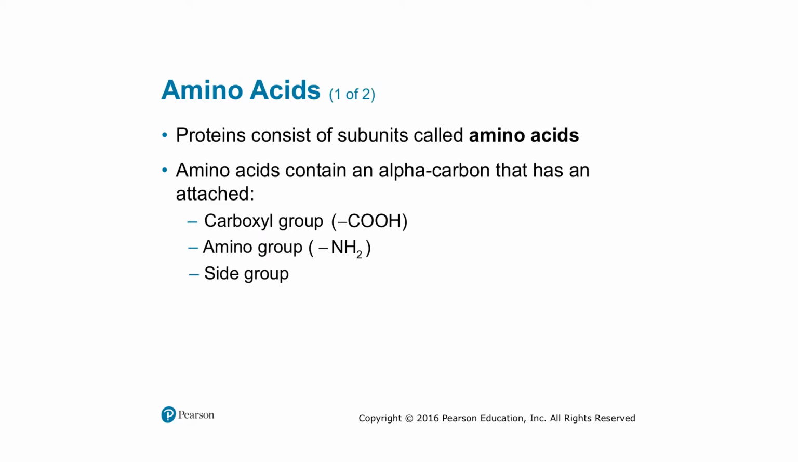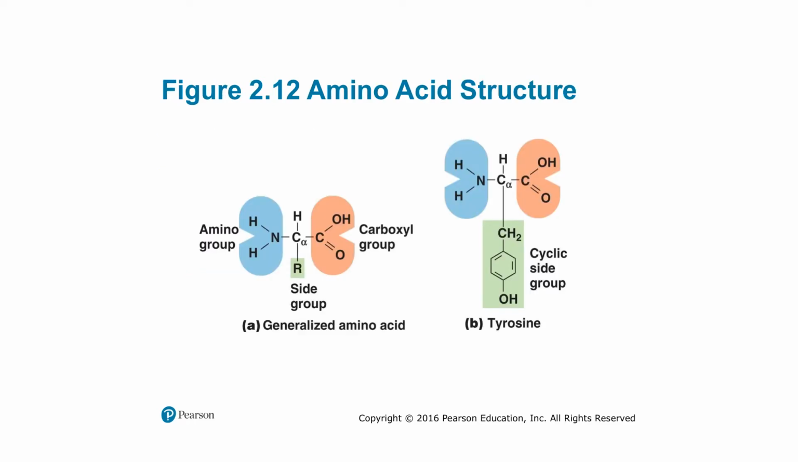And so proteins consist of subunits called amino acids, and these amino acids contain an alpha carbon that has attached a carboxyl group, the amino group, and a side group. So here you can take a look at the structure of an amino acid. You can see the alpha carbon there in the center, and attached to that alpha carbon are four different groups, or essentially atoms. And so the side group is attached there, and the cyclic side group here makes it a tyrosine. You also have the carboxyl group, which we talked about a little bit earlier, as well as the amino group.